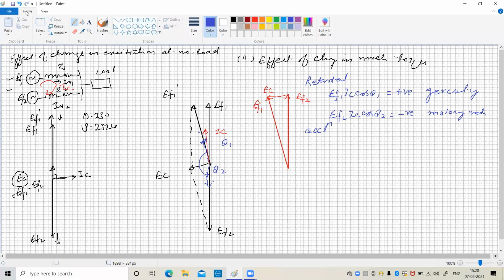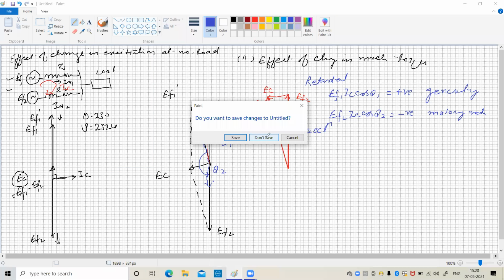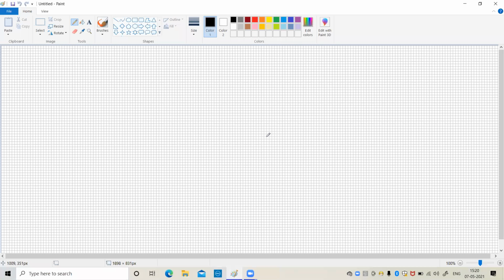Now we will see the load condition. Let the alternator be loaded, and we are changing the excitation. So we want to observe the change in excitation under load condition.